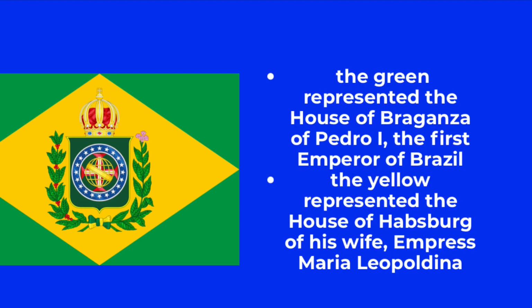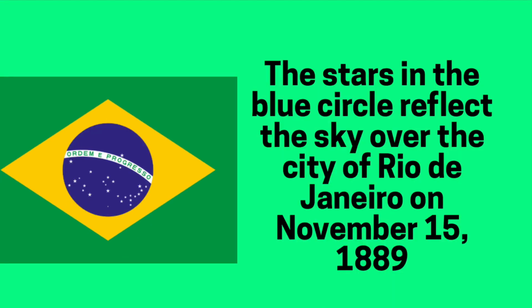In the imperial flag, the green represented the House of Braganza of Pedro I, the first emperor of Brazil, while the yellow represented the House of Habsburg of his wife, Empress Maria Leopoldina. A blue circle with white 5-pointed stars replaced the arms of the Empire of Brazil. Its position in the flag reflects the sky over the city of Rio de Janeiro on November 15, 1889.